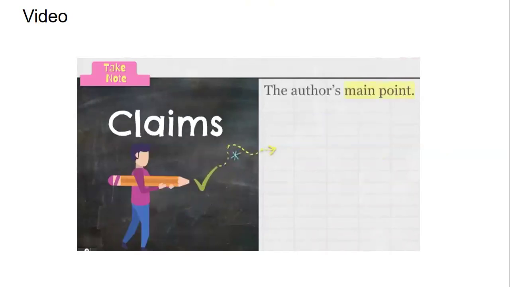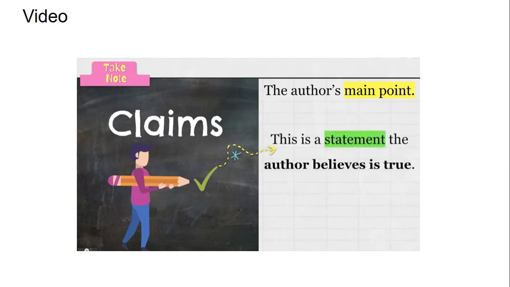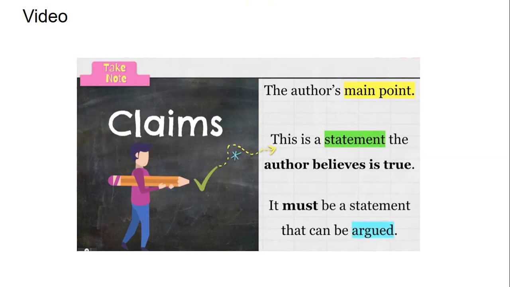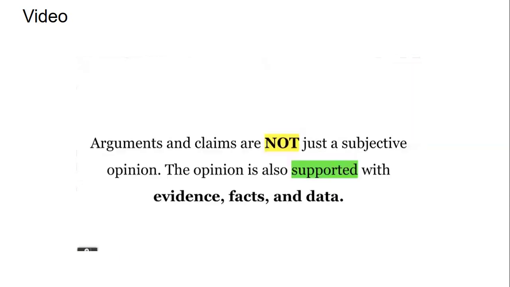A claim would be your main point. So if we go back to the sweatshirt example, the main point would be the money was given to you, so you should be able to do what you want with it. So this is a statement that the author believes is true. And it must be a statement that can be argued. If you think you can do what you want with your money, your adult might have a different perspective and they can argue that. So claims always need to be argued or could be argued.